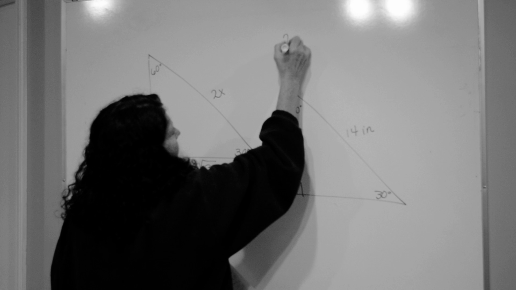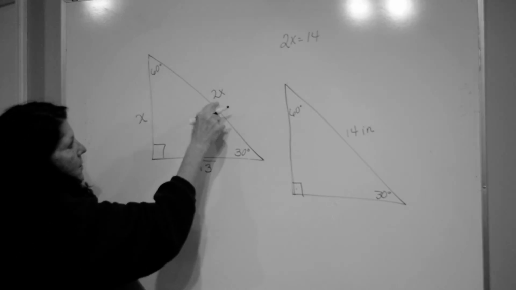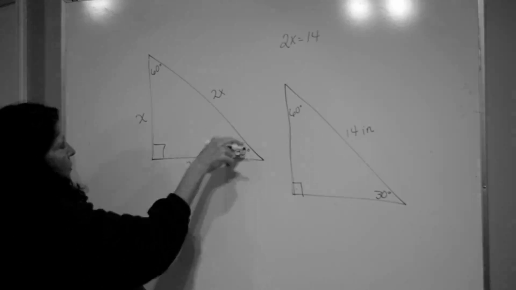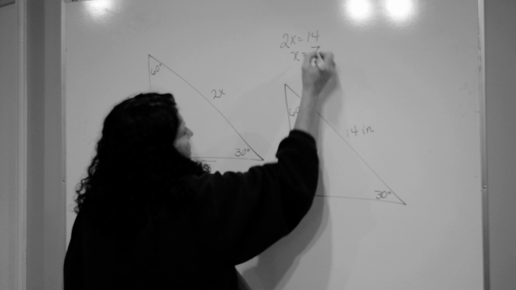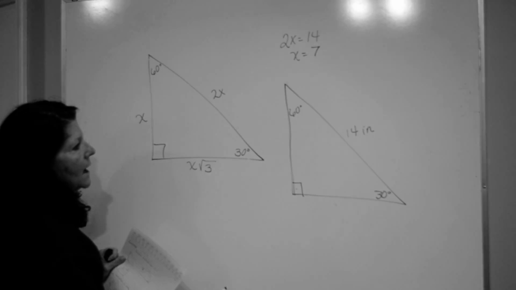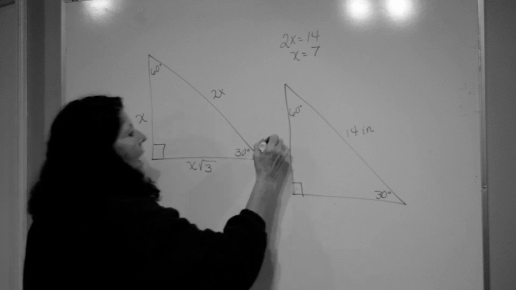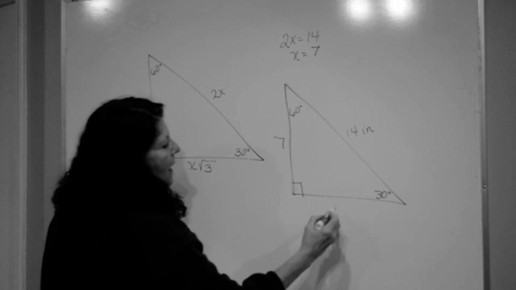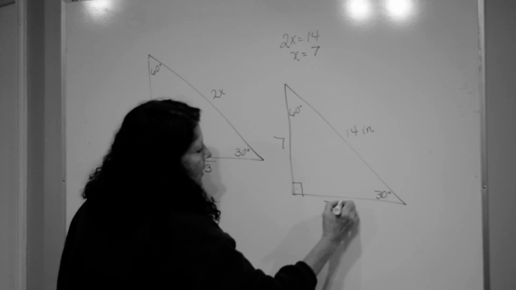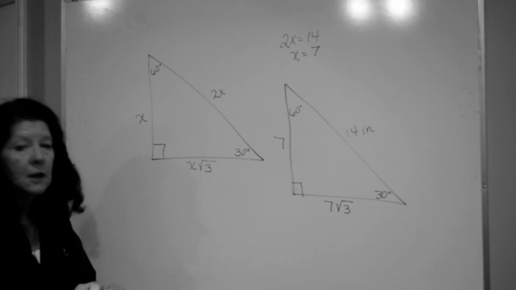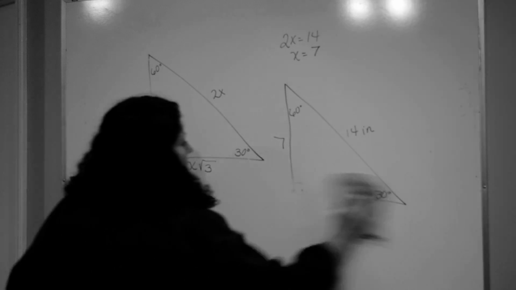So the 2x is equal to 14, because here's your hypotenuse. That's always going to be your 2x on your 30, 60, 90. So if you solve for the x, you're going to find out the x is equal to 7. Remember, the side opposite your 30 is your x, or your 7. The side opposite your 60 is x square root of 3, or 7 square root of 3. And then you've solved that triangle. So let's do another one.